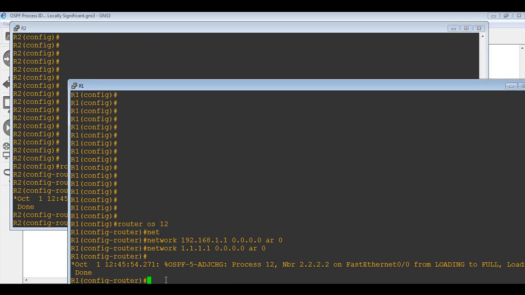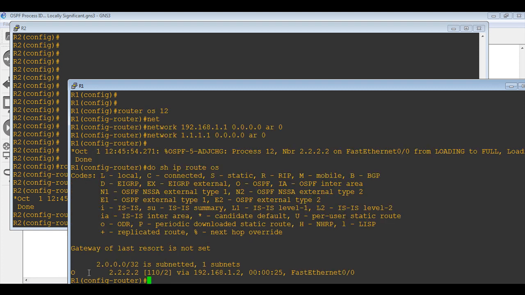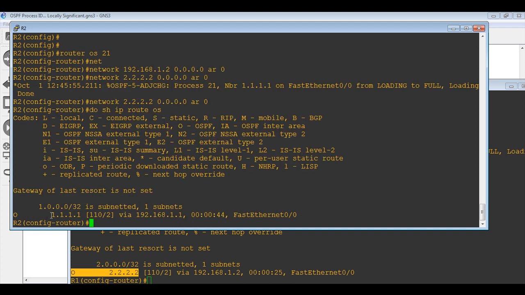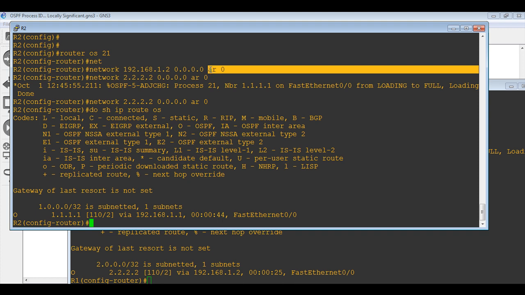And let us check more using the show ip route ospf. We see that router 1 received the route of loopback 0 on router 2, and also router 2 received the route for the loopback interface on router 1. So although the process ID is different between the two routers, that does not matter. The thing that matters is the area ID. The area ID or the area number should be the same between the two routers.